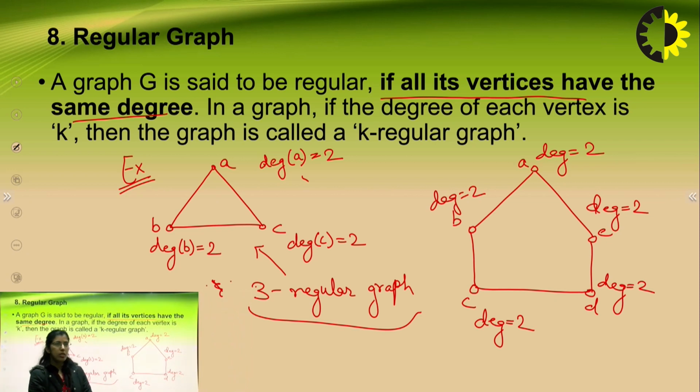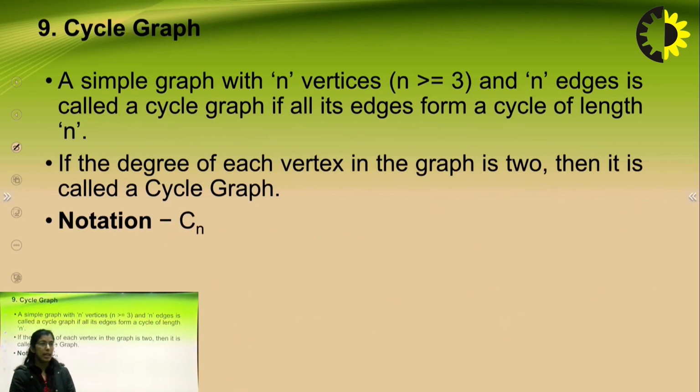Moving on to the next graph, which is a cycle graph. It is a simple graph with n vertices, and the condition here is that n must be equal to or greater than 3. Because for a cycle, if we have n less than 3, then it will not have a cycle.